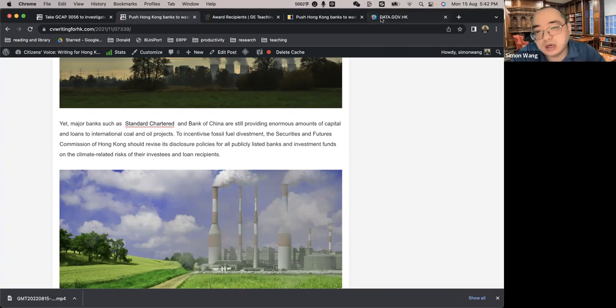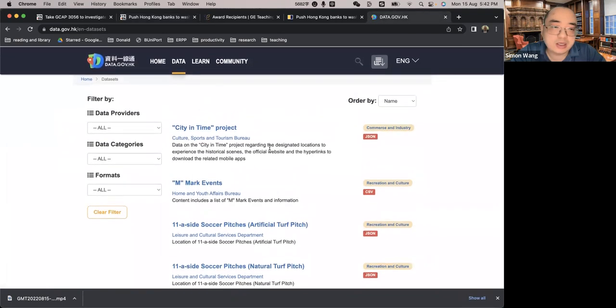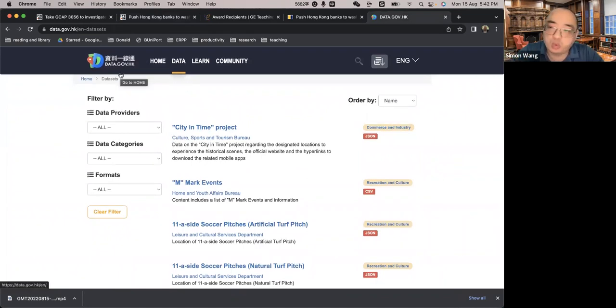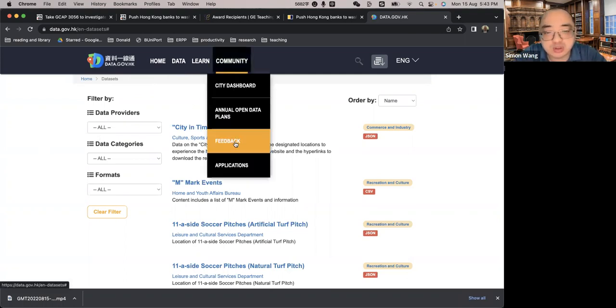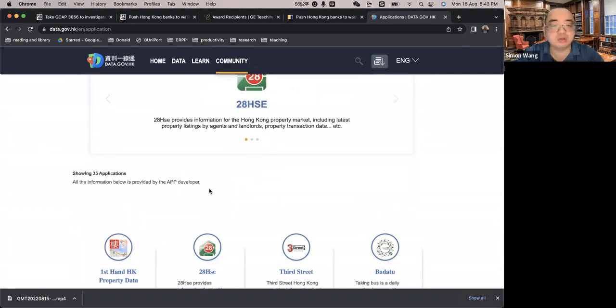And just to offer you a third example, here in Hong Kong, the government has what we call the open data portal. Each and every government department and bureau is expected to release some data every year for the community. So there's actually a huge amount of machine-readable data being released. This is the so-called open data movement. But if you look at the community part, you can see there are only about 35 applications that take advantage of this data. That number speaks for itself.